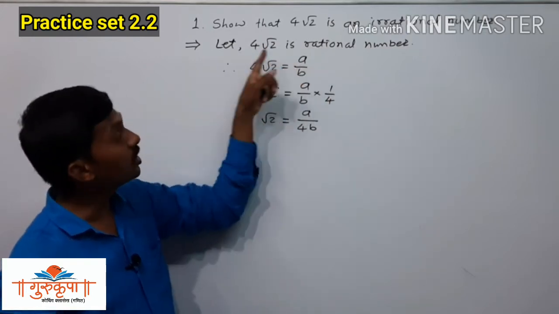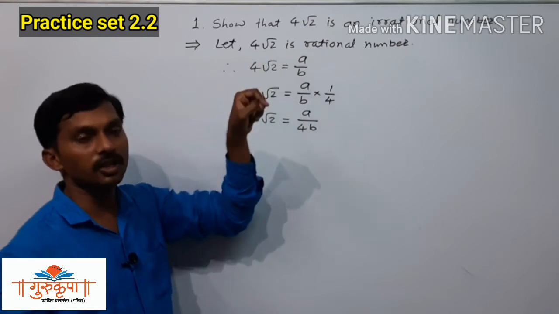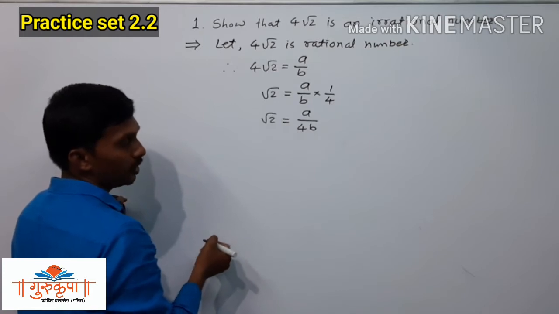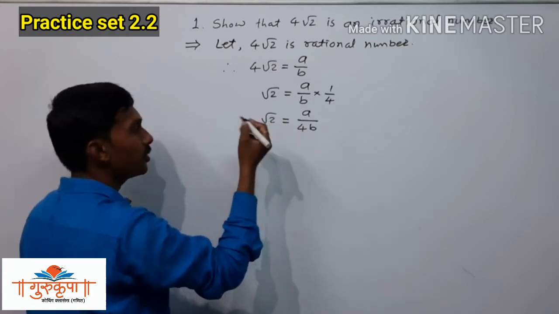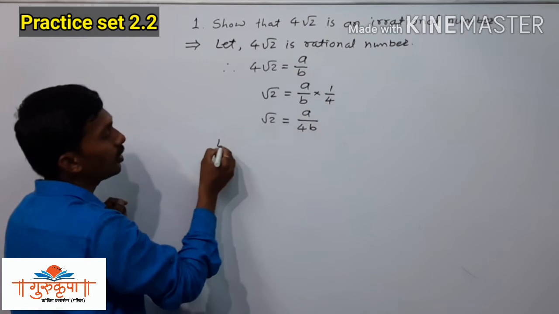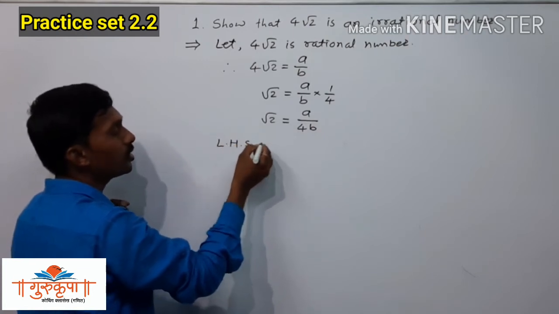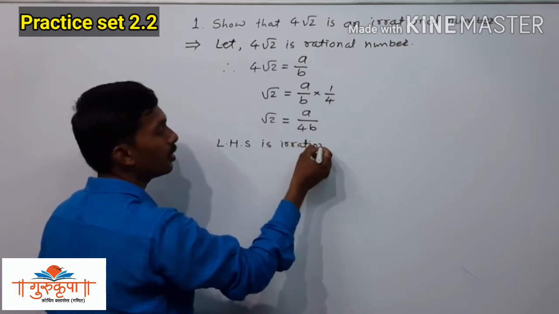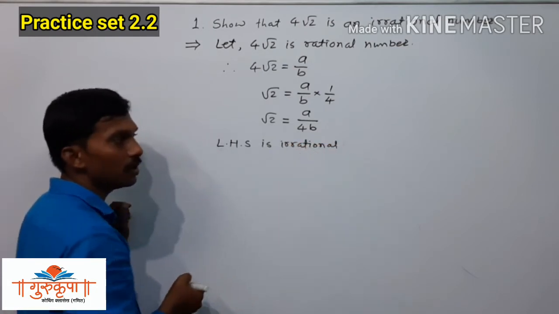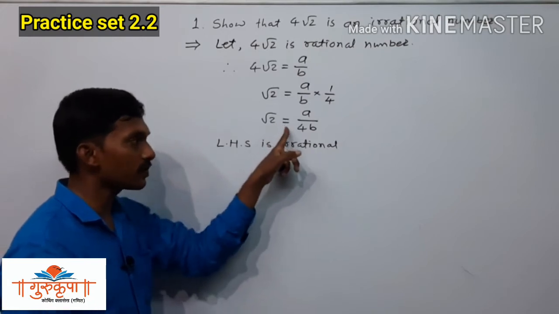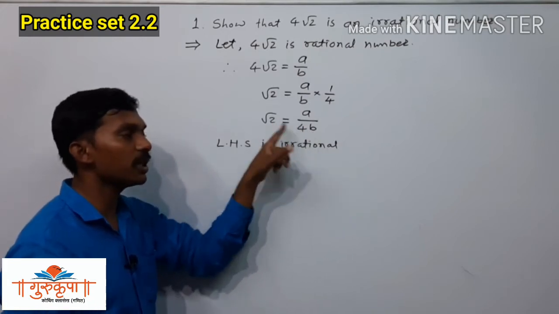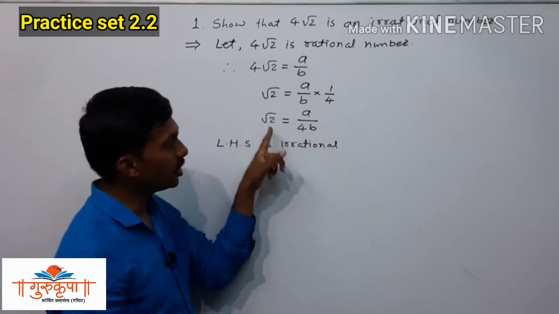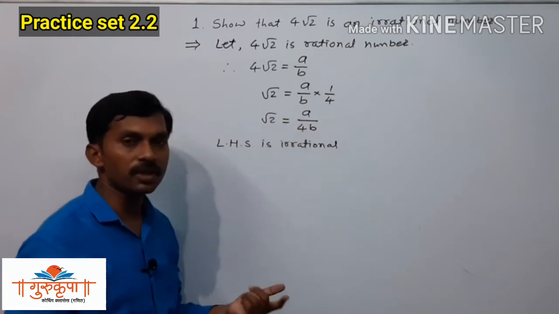Since the assumption is incorrect, here we write first: a upon 4b is a rational number, and here you can simply write LHS is irrational. LHS of equality, you can say it as equality or you can say it as equation. LHS of this equation is irrational and RHS is rational, which is impossible.